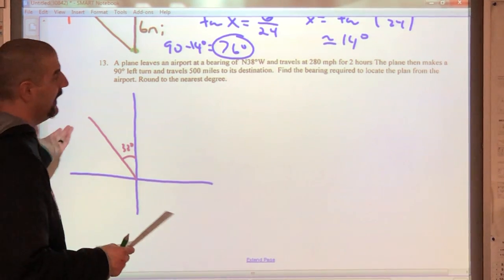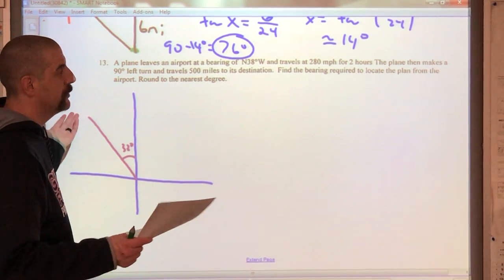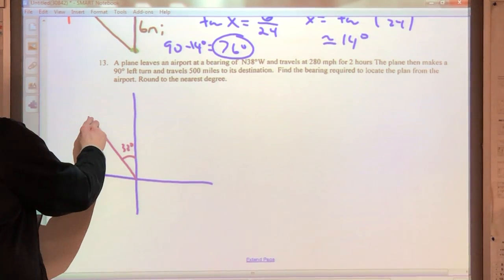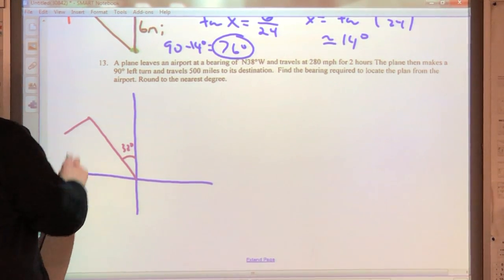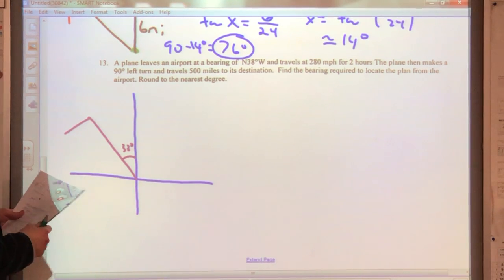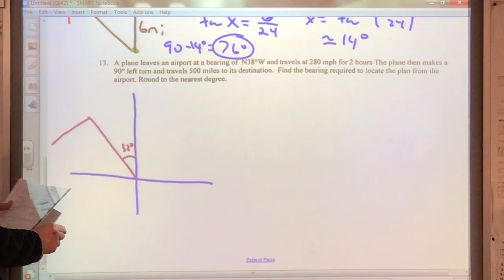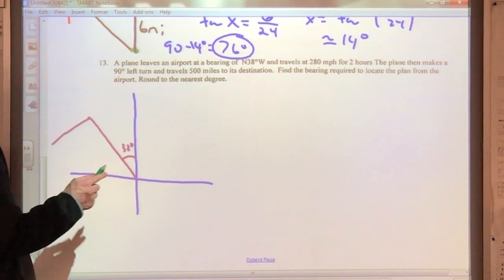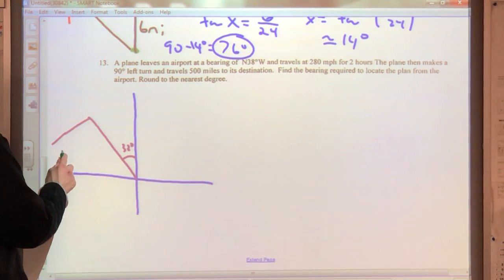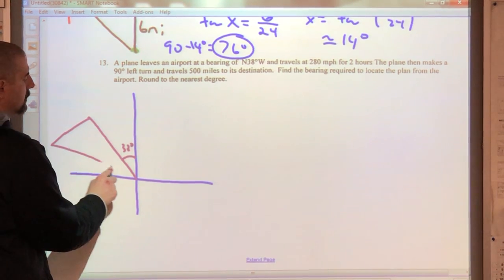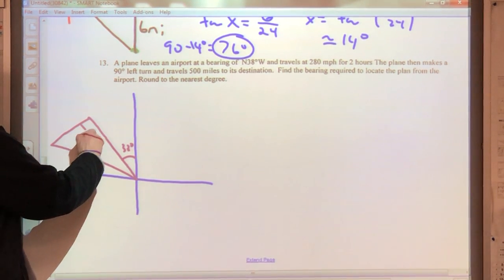Then it travels 280 miles per hour for 2 hours. We're going to use that in a second. The plane makes a 90-degree left turn. So that's like that. It travels 500 miles to its destination, so wherever that's at, somewhere over here. And then it wants us to find the bearing required to locate the plane back to the airport. Okay, so there's our right triangle.